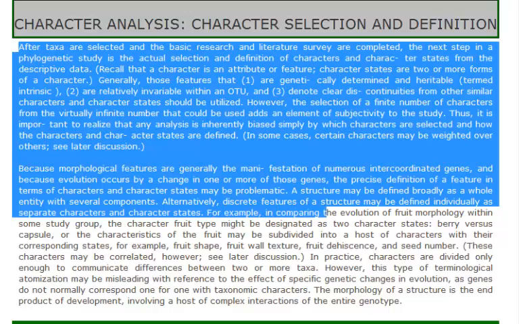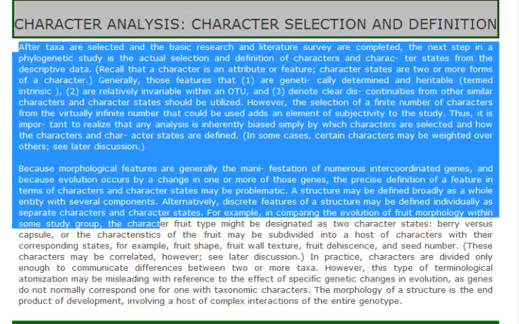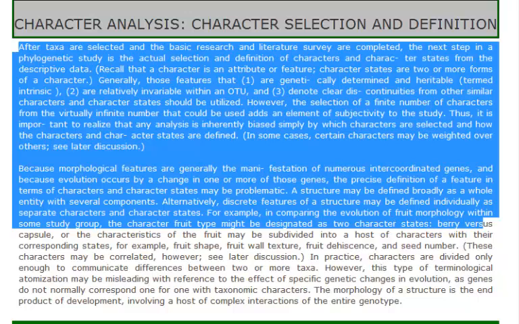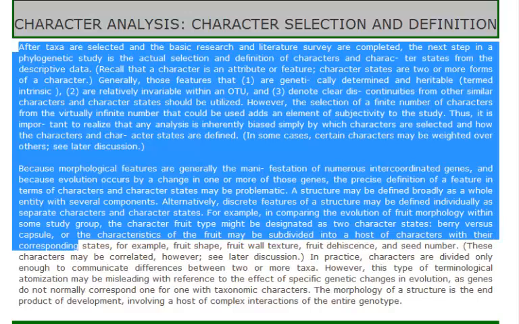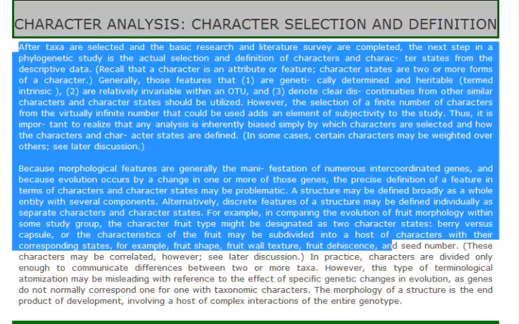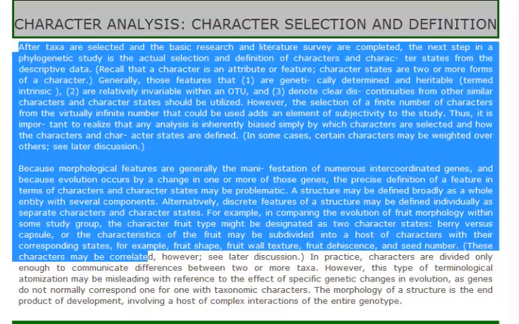For example, in comparing the evolution of fruit morphology within some study groups, the character fruit type might be designated as two character states, berry versus capsule, or the characteristic of fruit may be subdivided into a host of characters with their corresponding states. For example, fruit shape, fruit wall texture, fruit dehiscence, and seed number. These characters may be correlated, however. See later discussion.